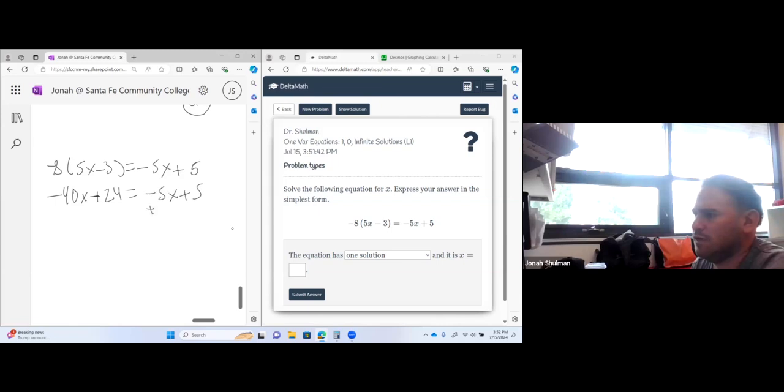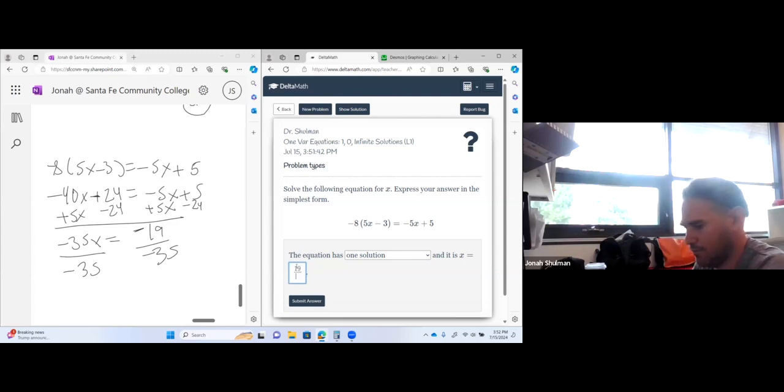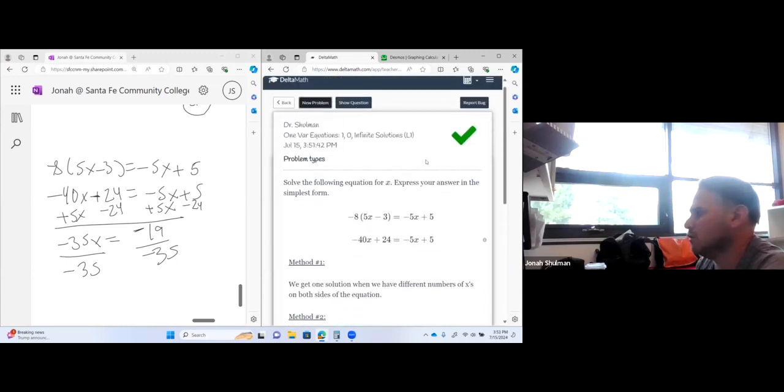So we're going to add 5x, which is going to be negative 35x. I'm going to subtract 24. 5 minus 24 is going to be negative 19. Divide by negative 35. And 2 minuses make a plus. Our final answer is going to be 19 over 35. It just looked like it was going to be one. You can try more of these if you like. Look at more of them to see it.